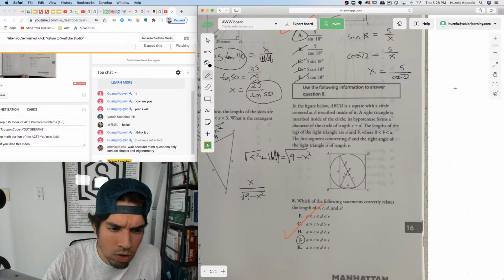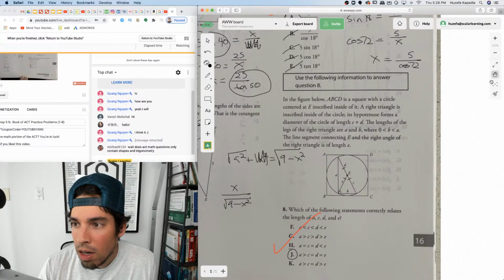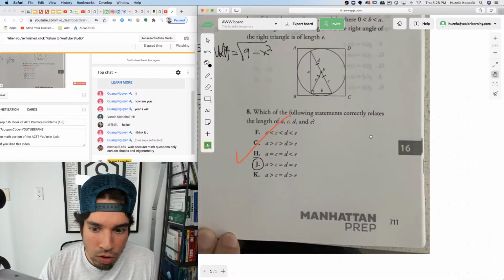Only contain shapes? No, Michael definitely does not contain only shapes in trigonometry. I'm just choosing to focus on trigonometry because I've had a lot of questions on the trig problems that I've been doing. No, there's much more. There's a lot of algebra.